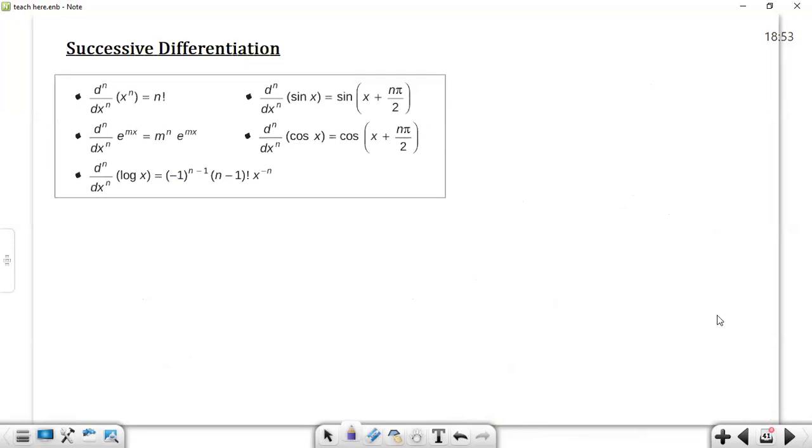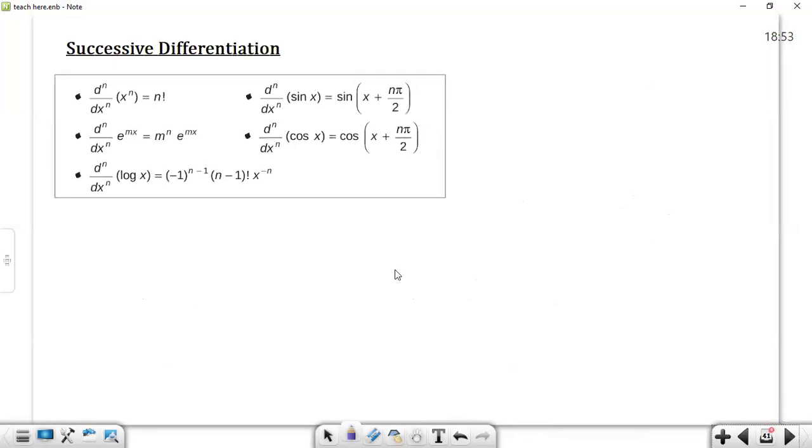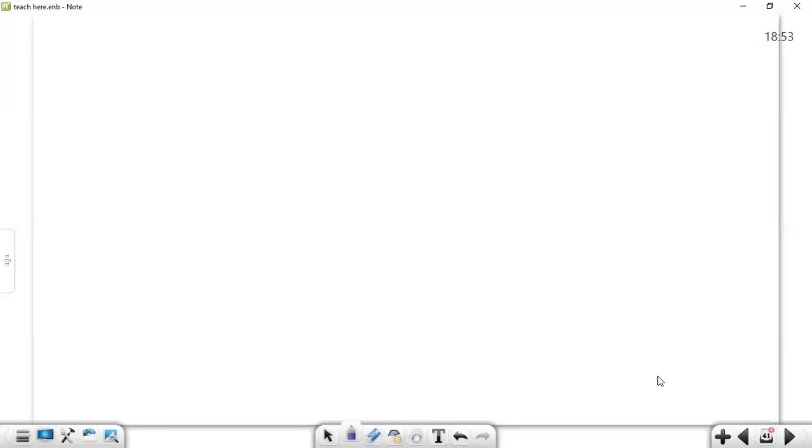Okay, let's move on to our next concept, which is the last concept of differentiation, successive differentiation. That is, if we have to differentiate any function multiple number of times, there are different orders of differentiation. So if there's a function like this, 3x cubed plus 2x square plus 1x plus 0.